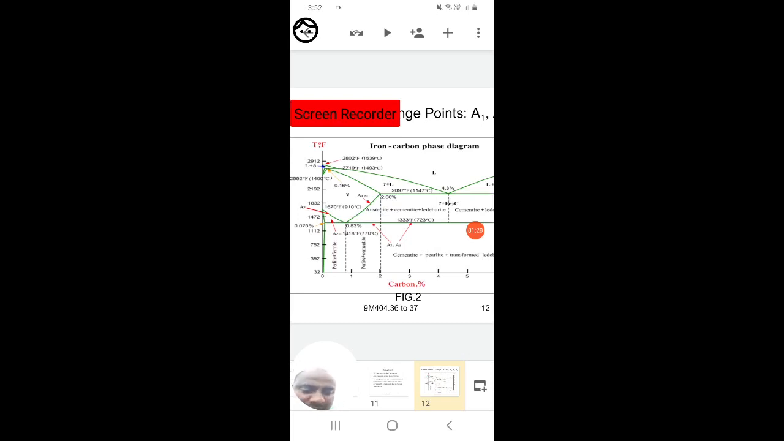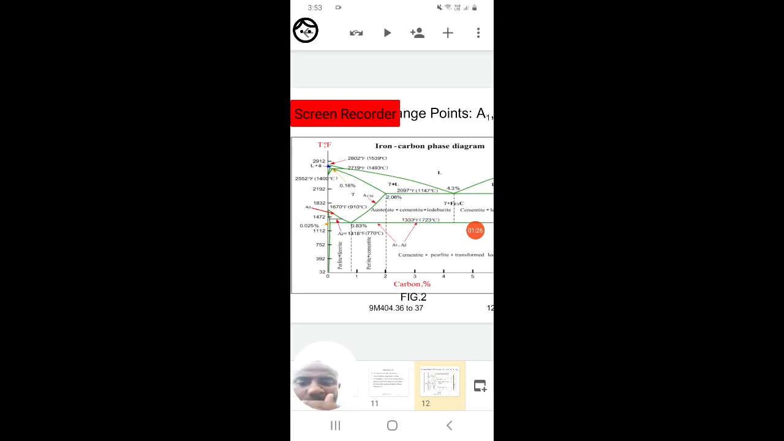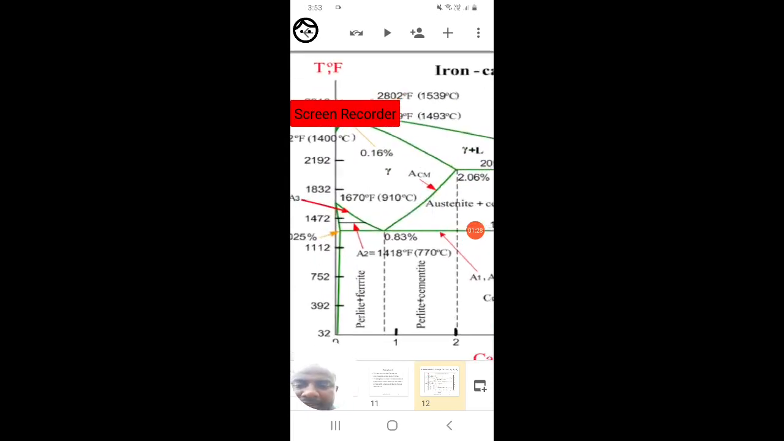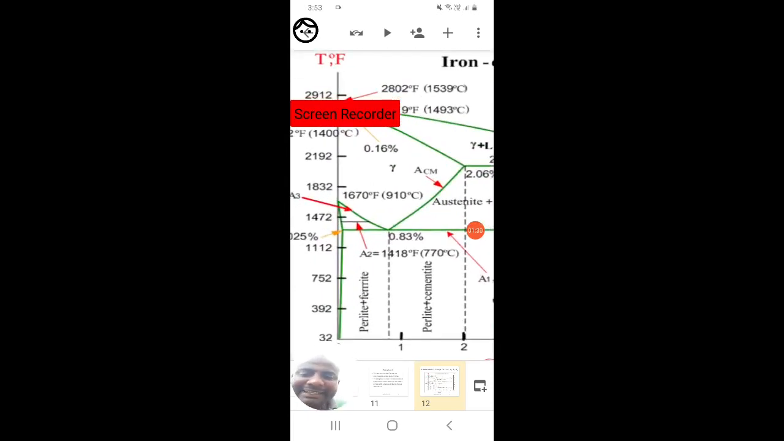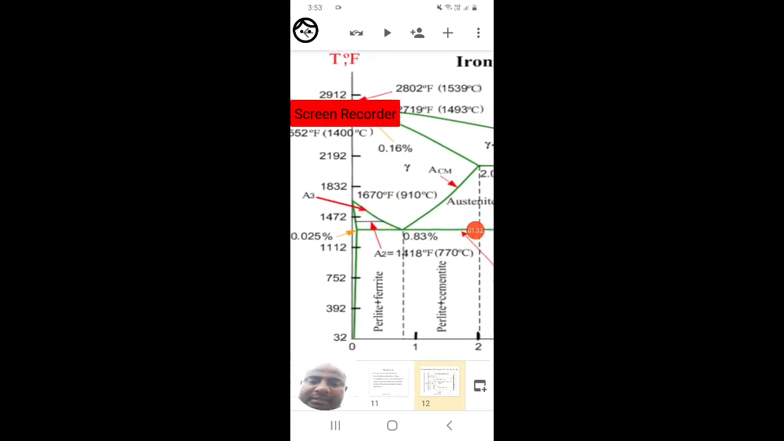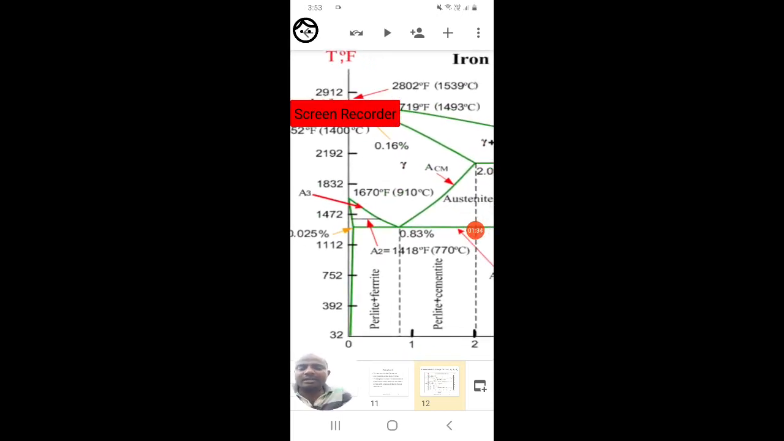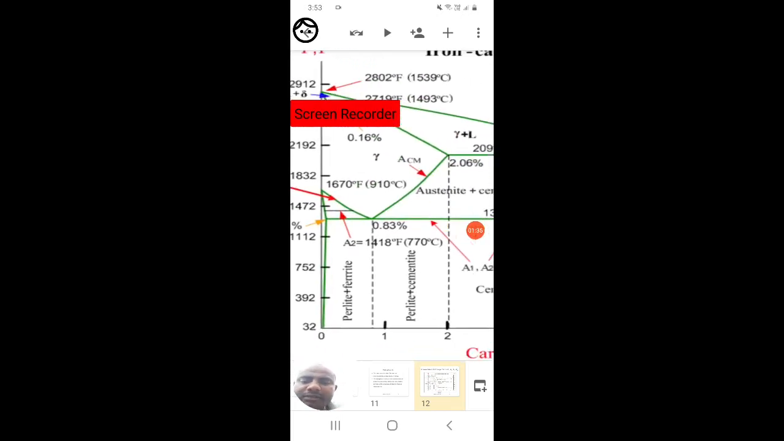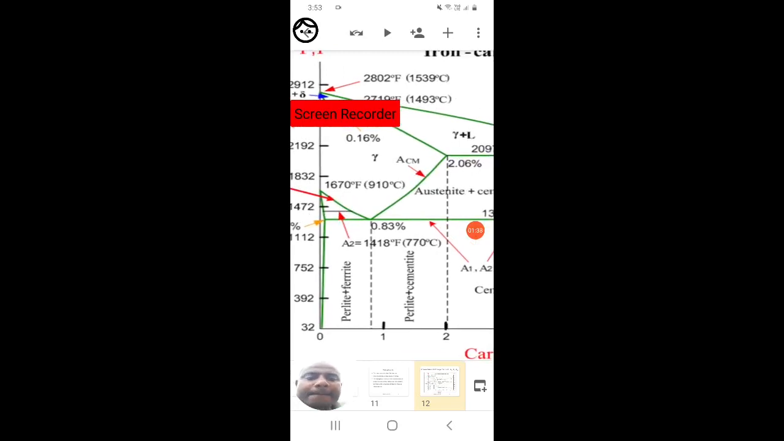And A3. This is represented in the figure as A3. There is a green line, that is called the A3 line. That is called the upper critical temperature line for hypoeutectoid steels.